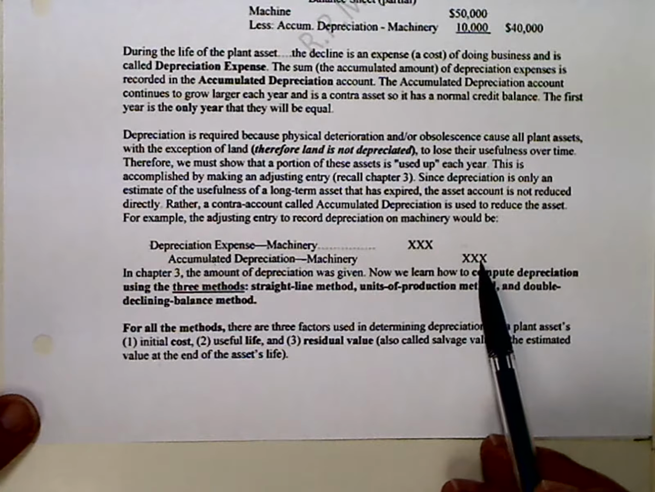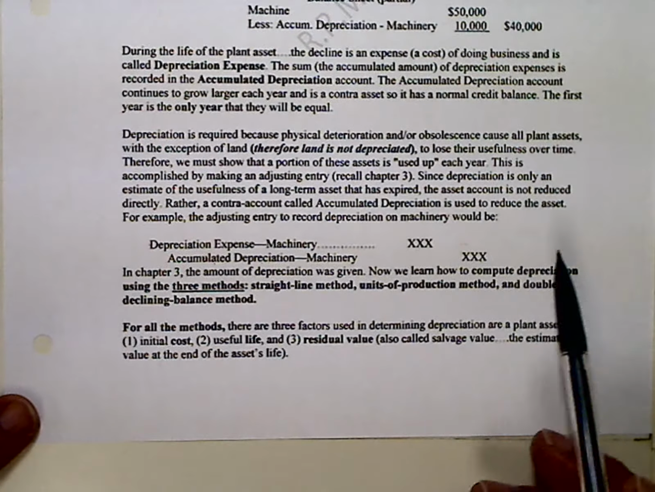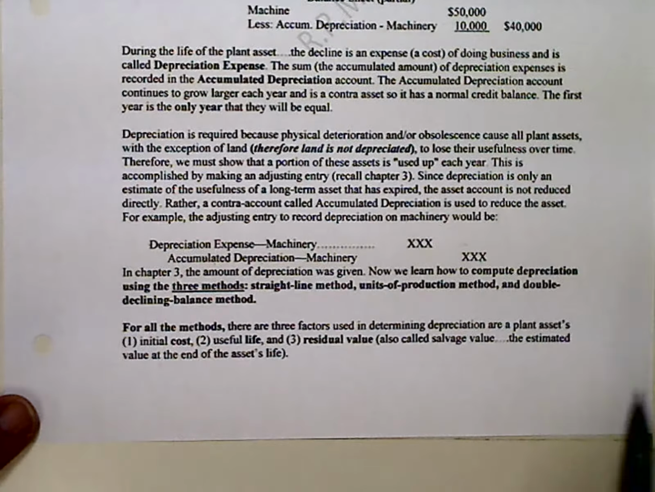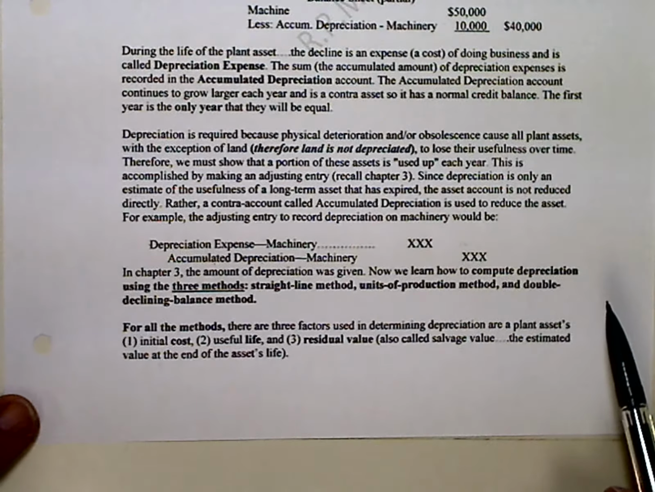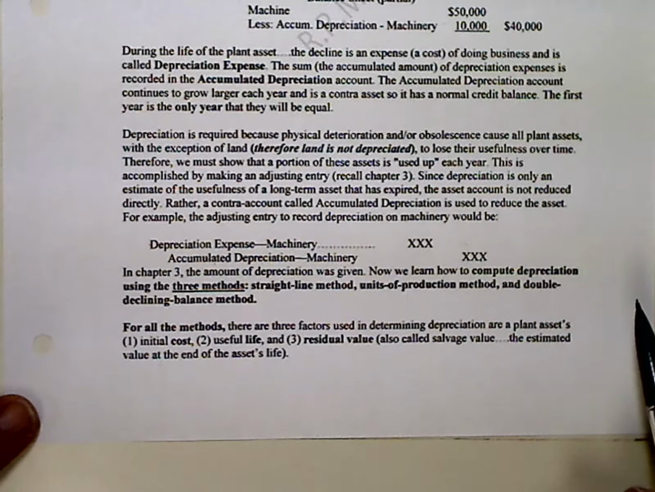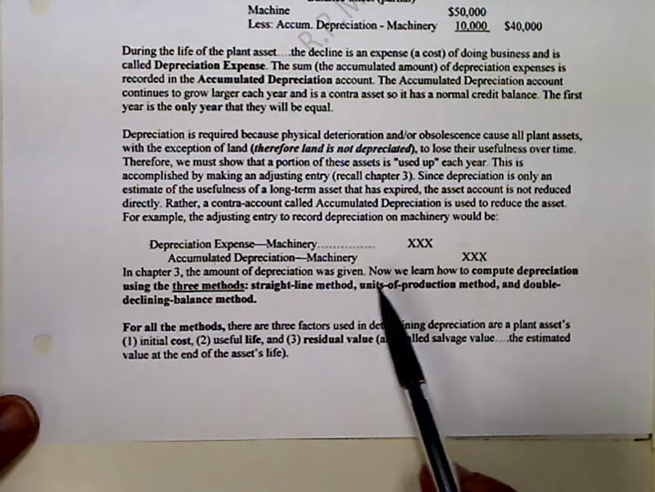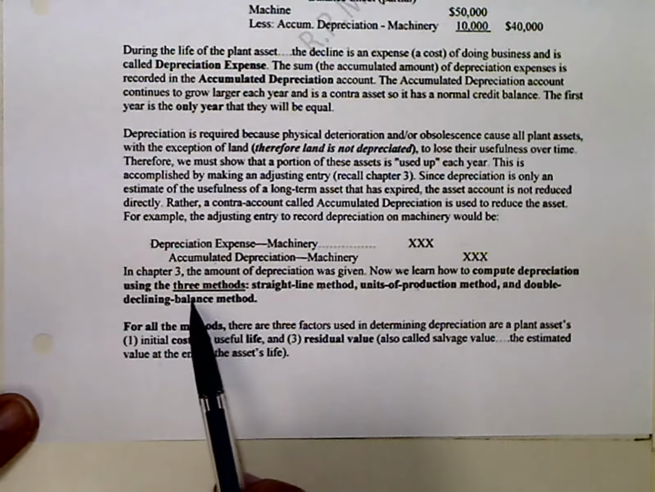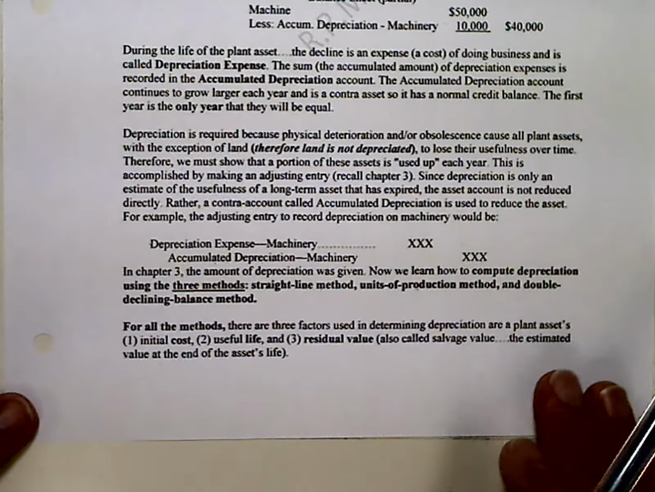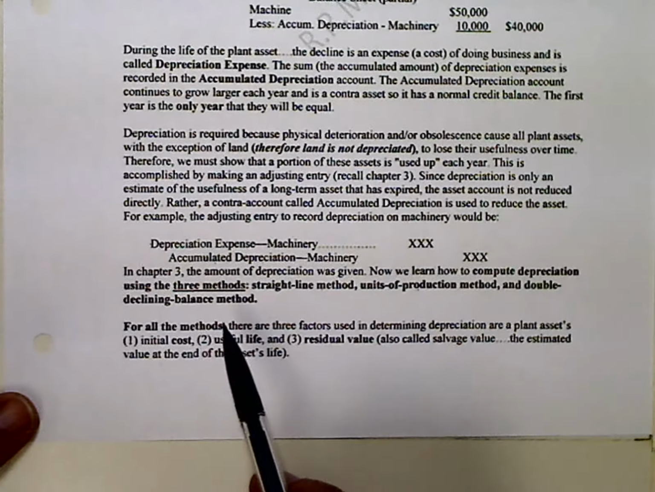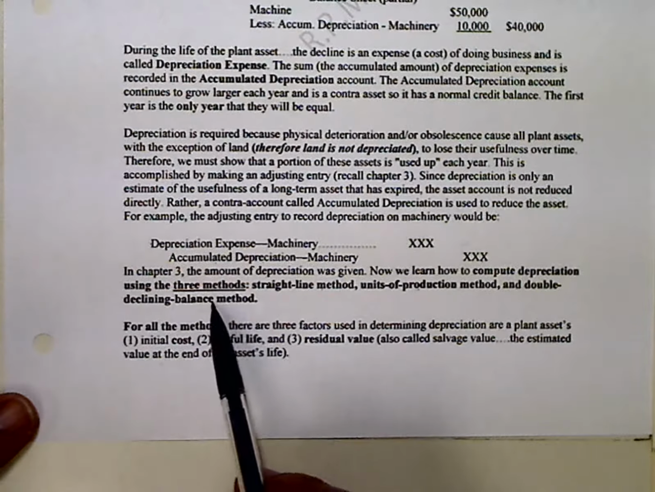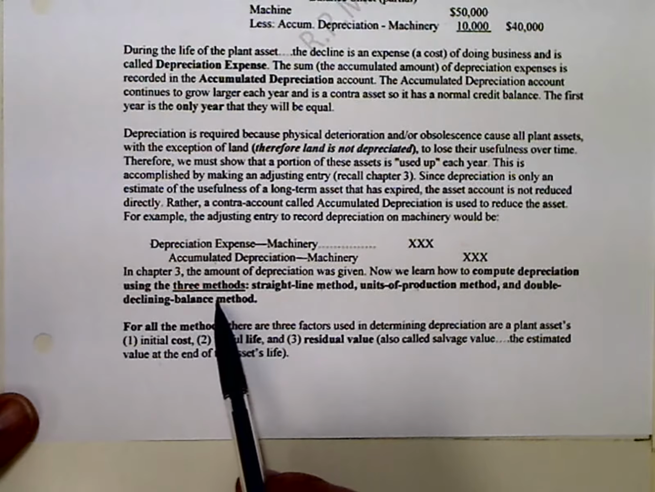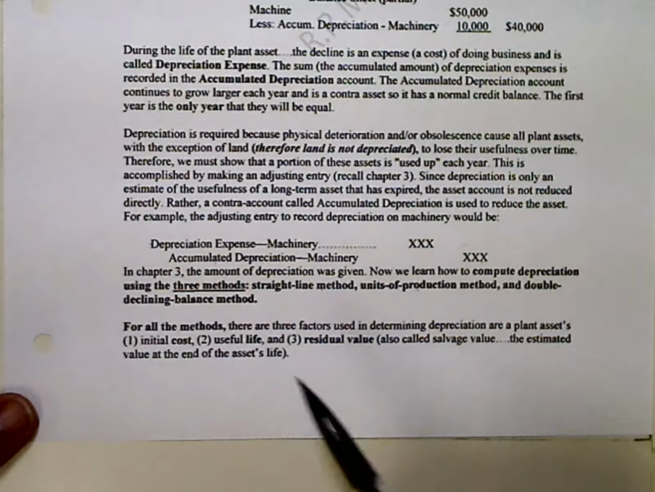Now, in chapter 3, we didn't do any calculations. We were just given the number. Now we're going to learn the 3 most frequently used methods to calculate the depreciation: straight line, units of production, and double declining balance method. This is by far the trickiest. It's always been that way. When I took accounting 1, I found it to be the most difficult, and I imagine you will too.